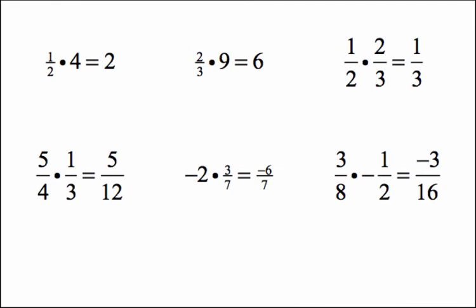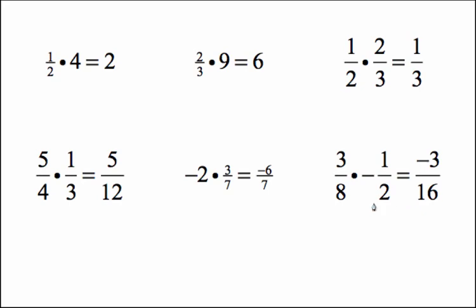Before we end this video, I'd like to take a look at a pattern in the mathematics that we were doing today, multiplying with fractions. In our first problem, we had 1/2 times 4, we got 2. Our second problem was 2/3 of 9, we found that the answer was 6. 1/2 times 2/3 was 1/3. 5/4 times 1/3 was 5/12. And -2 times 3/7 was equal to -6/7. Finally, 3/8 times -1/2 was equal to -3/16.